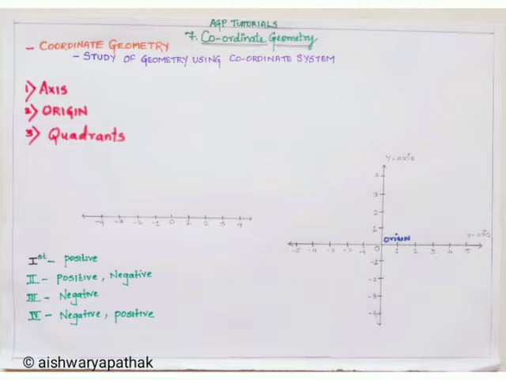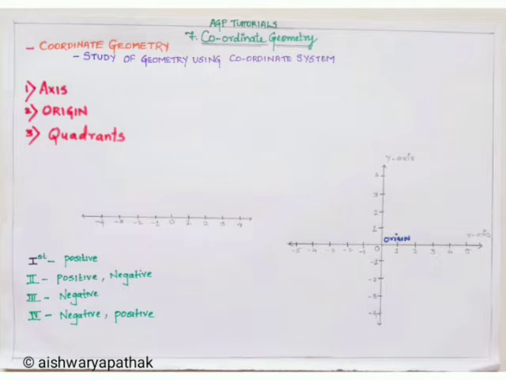Now what is a coordinate system, students? A coordinate system includes the x-axis and y-axis, that is a number line or a graphical representation, a number line with positive and negative integers. So coordinate geometry is nothing but the study of geometry using a coordinate system. You have to remember that.